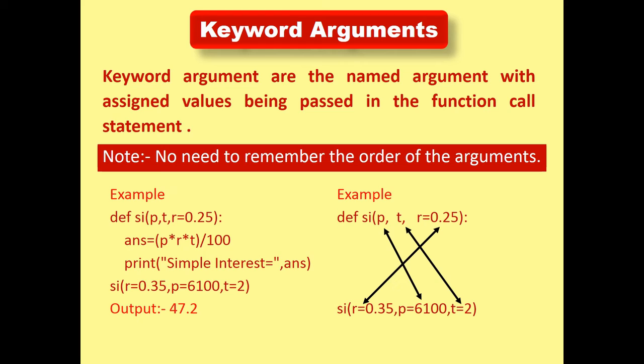And what do you understand by a keyword? Here, we have written in the function call r is equal to 0.35. It makes sense that the value 0.35 is automatically moved to the variable r in the function header. p is equal to 6100 is automatically passed to the variable p, and t is equal to 2 is automatically passed to the variable that is t.